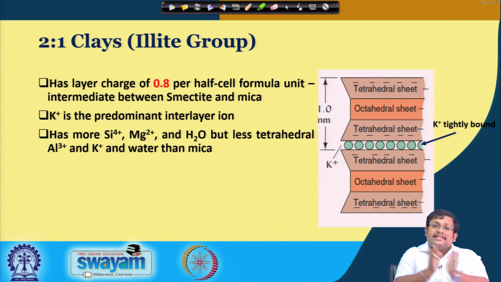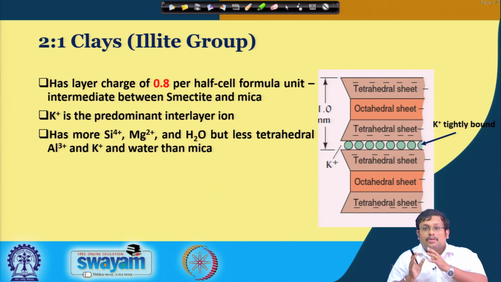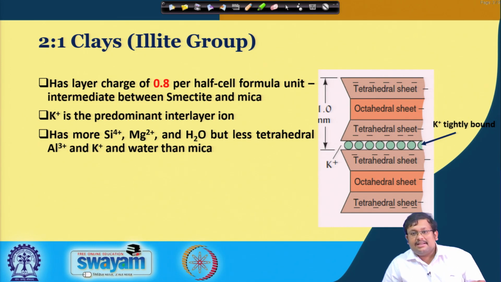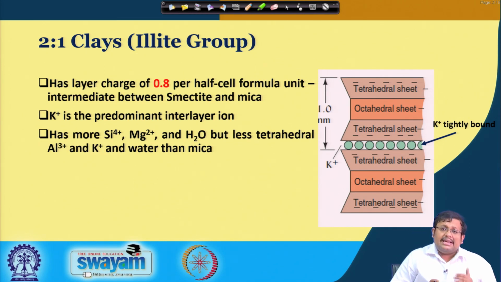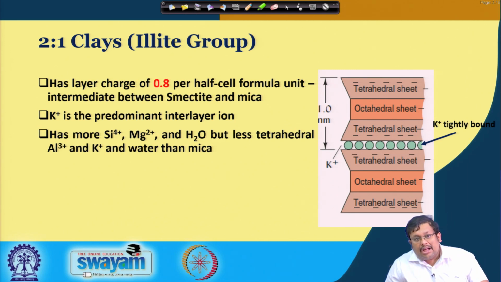Now, let us move ahead and see another very important 2:1 type of clay mineral, that is illite. Another name of illite is fine mica. It is basically a weathered product of the mica, and it has a layer charge of 0.8 per half cell formula unit, which is intermediate between smectite and mica.